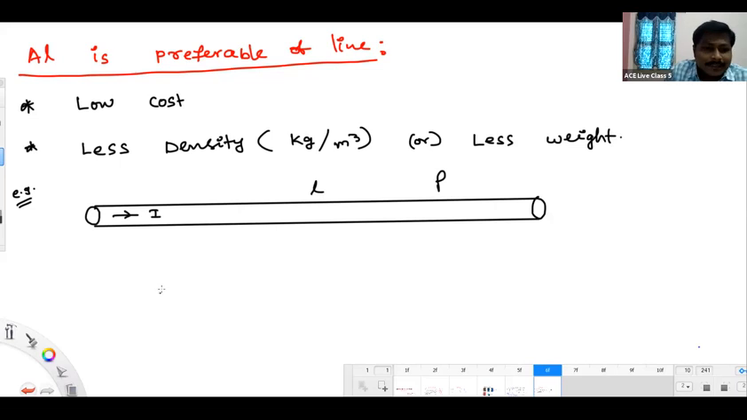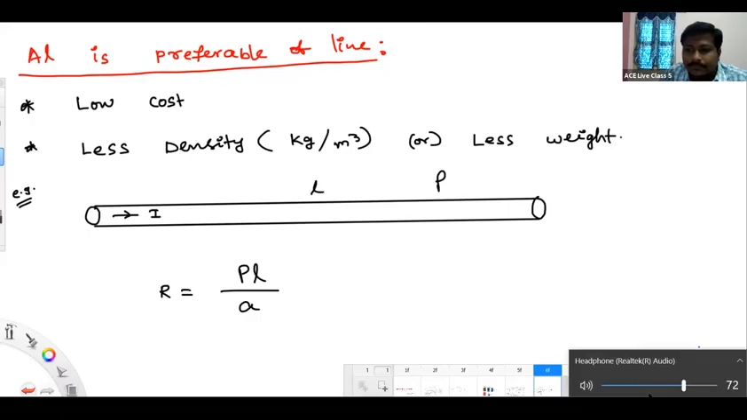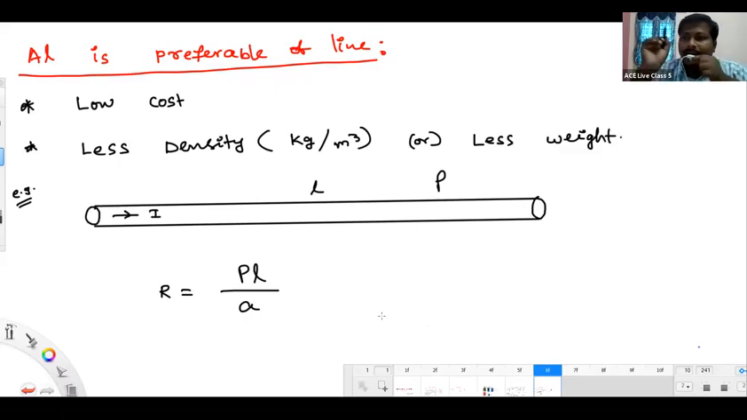What is the resistance of this wire? That is simply rho L by A. Very simple question. Resistance of that particular conductor is rho L by A. I am asking you one simple question. What will be each and every term here? What is rho? I said resistivity of material. What is L? Anybody please tell me what's L here? In the resistance, what is L?